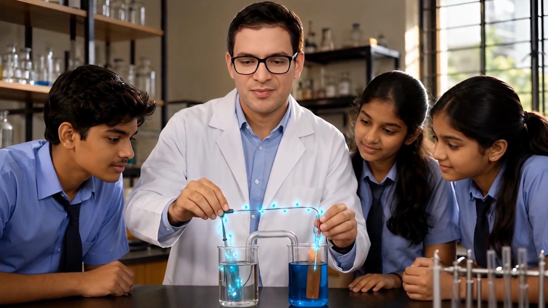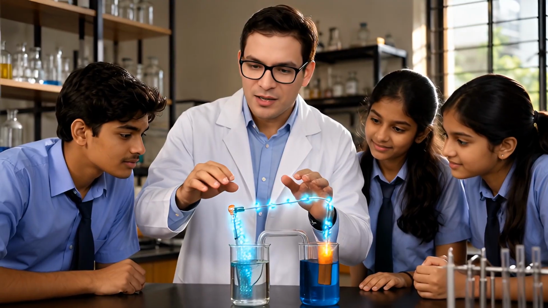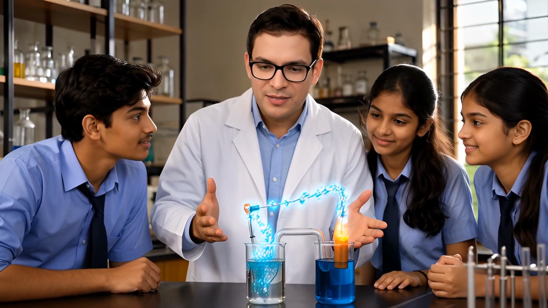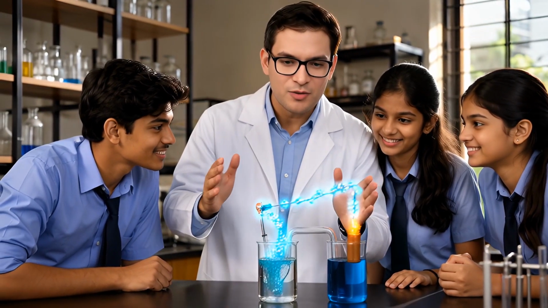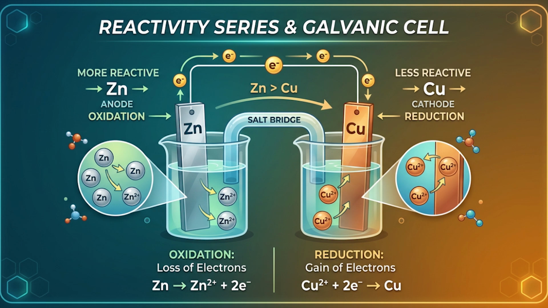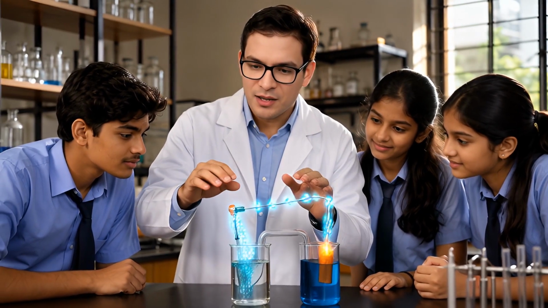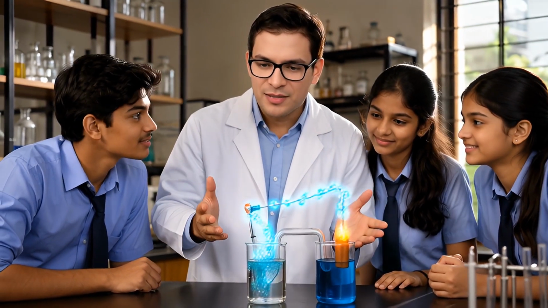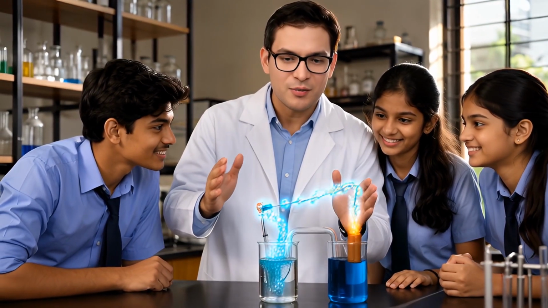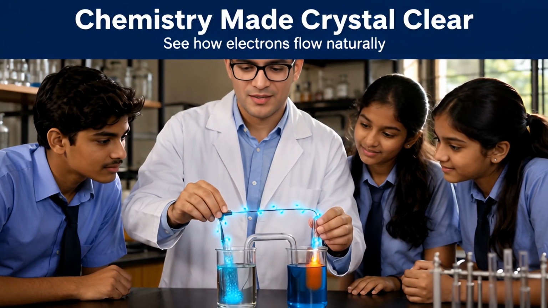here. Listen to the final question. How does the reactivity series help us find anode and cathode? A more reactive metal can give away electrons easily. It acts as the anode, and oxidation happens there. A less reactive metal will act as the cathode. Zinc is the anode here, copper is the cathode.